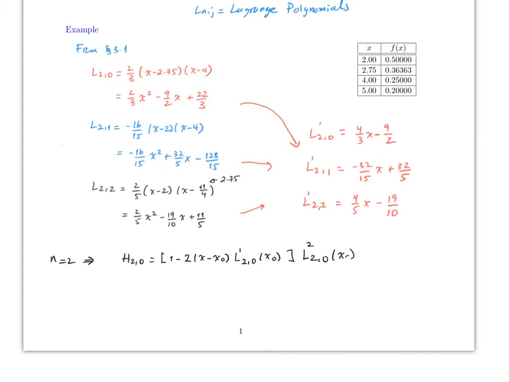Actually this is just x, not x0. If we plug in the values, this is equal to 1 minus 2 times (x minus 2) times L20 prime of 2, times L20, which in this case is 2/3 x squared minus 9/2 x plus 22/3, the whole thing squared.